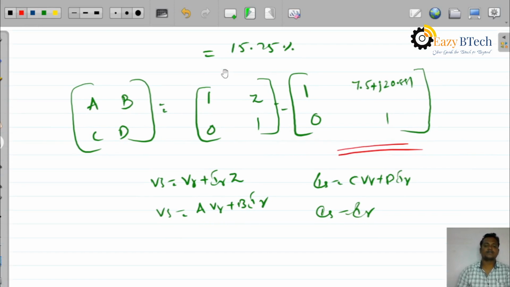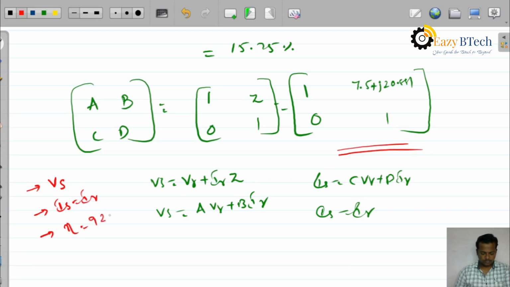Finally, we calculated the sending end voltage, and the sending end current is nothing but IR. The efficiency is 92.81%, the percentage regulation is 15.75%, and we also found the ABCD parameters from this problem.